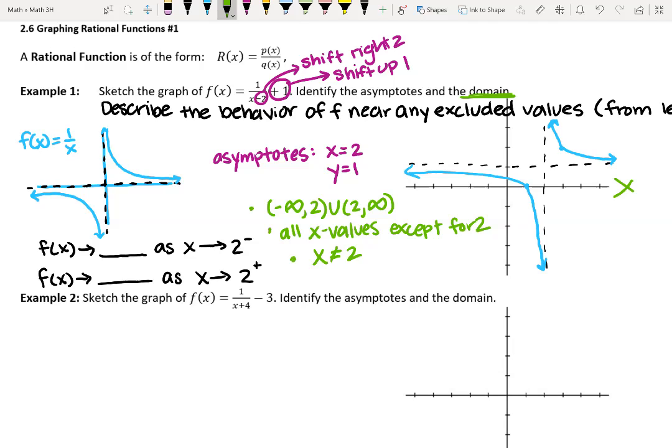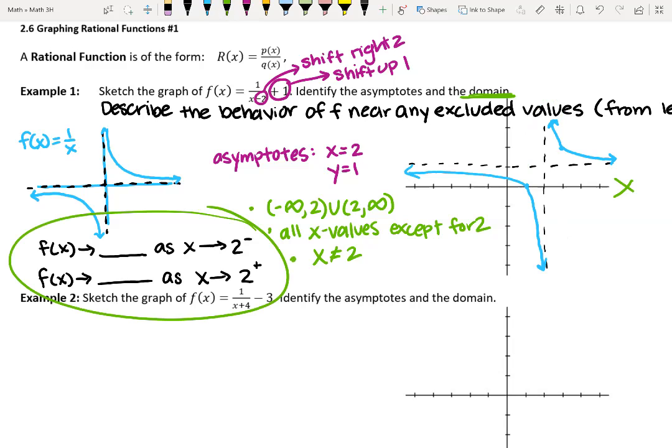And then I added on to this the whole describe the behavior of f near any excluded values from left to right. So my excluded values, going left to right, I'm talking about x values, and I excluded this asymptote. So I excluded the x value of 2. So I'm going to apply that to what I have here. I'm going to fill in the blank.